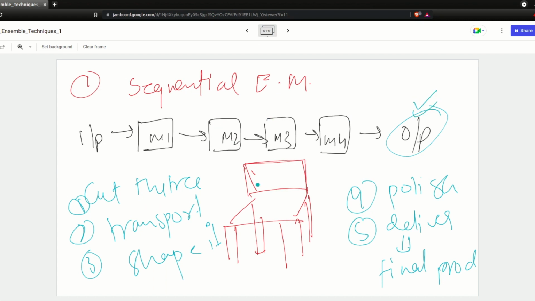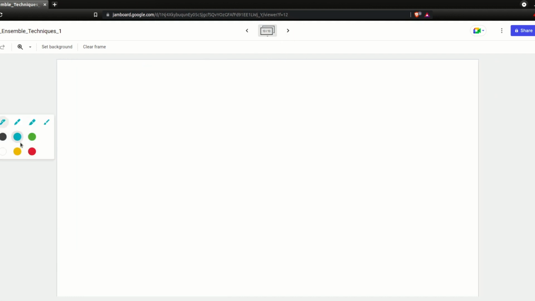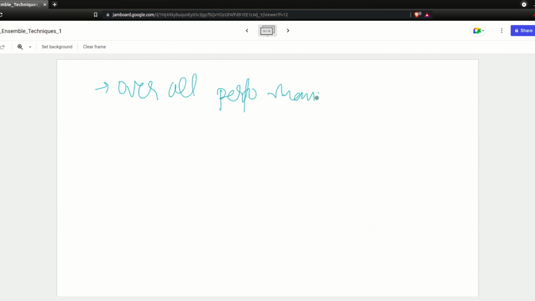There is an example, you have a chair to be delivered. First, one person will go and cut the tree, second person will transport it, third person will shape it, next person will polish it, and the final person may deliver it. There might be multiple steps inside these steps also, but for the base case, you can consider this. Okay. So what is the basic motivation behind sequential learning? That overall performance can be boosted.